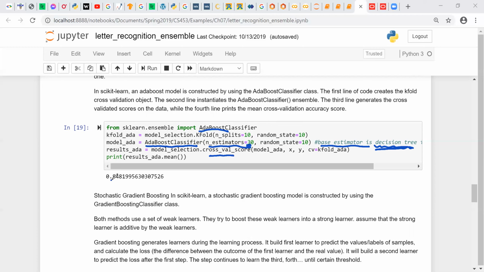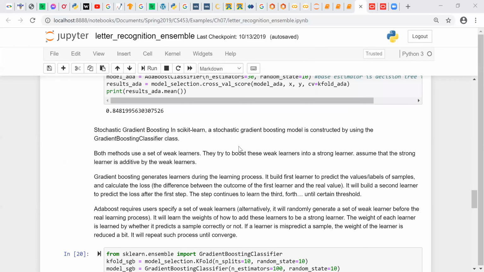And the result is not as good as previously with the bagging. So compared with bagging, it's not as good. It's 85%-ish. So this is AdaBoost. And the next one is gradient boosting. Stochastic gradient boosting.